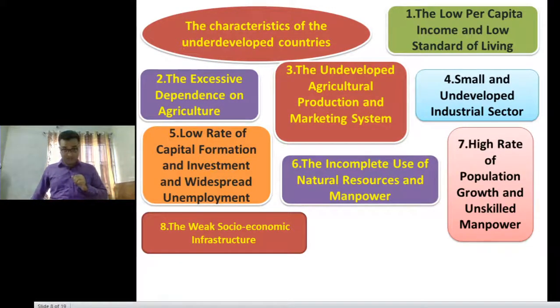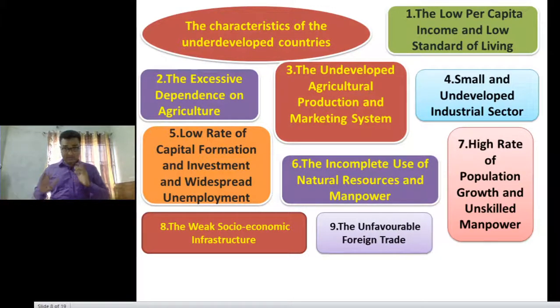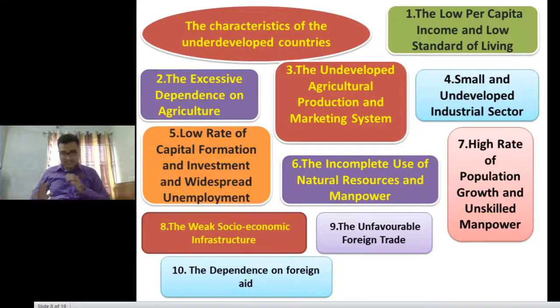Dear students, now I am going to discuss the next characteristic, that is the unfavorable foreign trade. So what is called the unfavorable foreign trade? Unfavorable foreign trade means the import will be higher than the export. Okay, so in this type of countries, we can see the unfavorable foreign trade, and this is one of the characteristics. The next characteristic is the dependence on foreign aid.